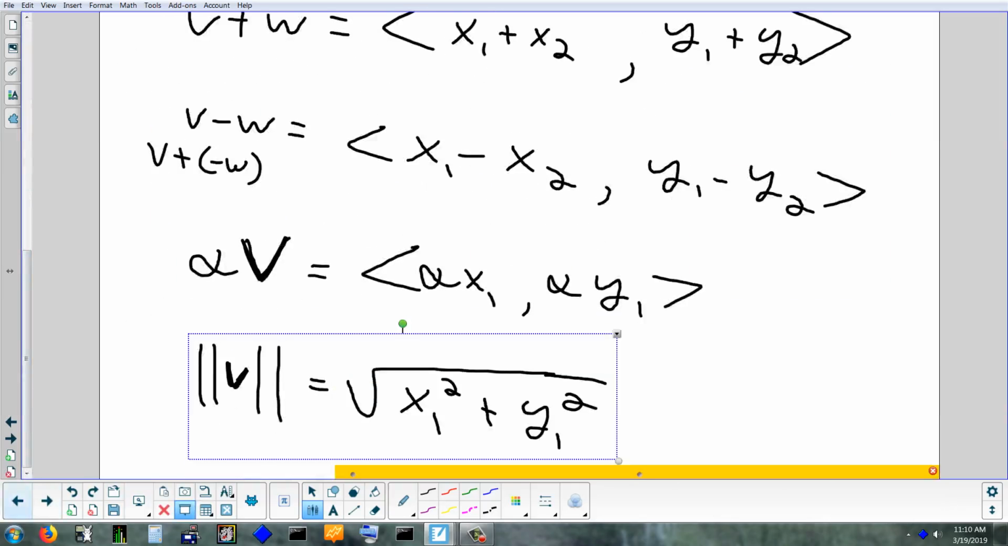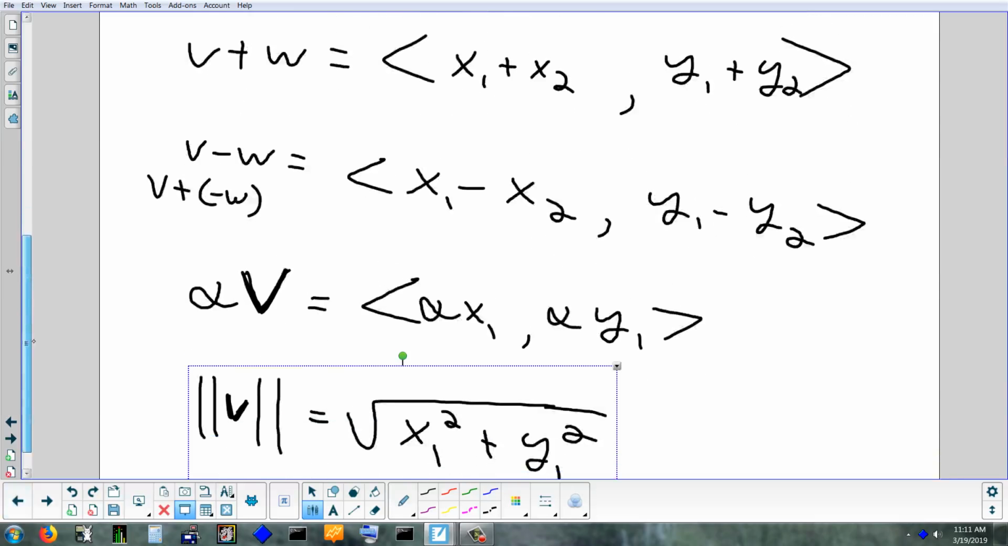Now when you find a magnitude, magnitude is a distance. What kind of number should you always get for distance? Right, it's always a positive number. So yes, technically when you take a square root, there are always two answers, but you only go with the positive one because negative distance doesn't make sense. Okay. Questions on those formulas?